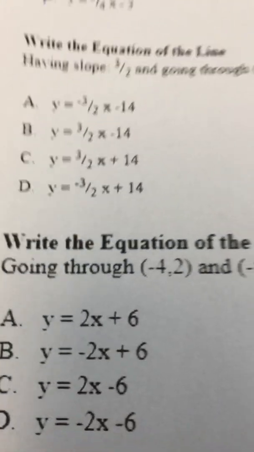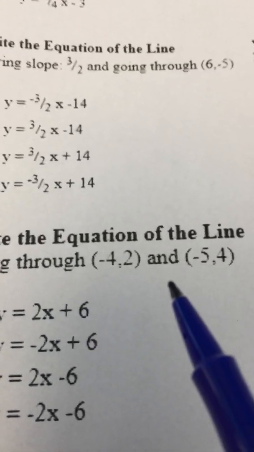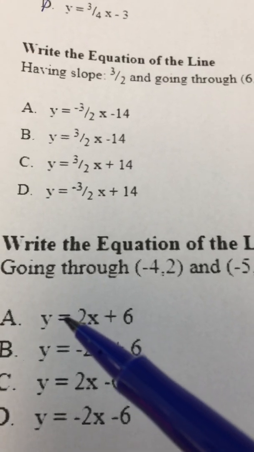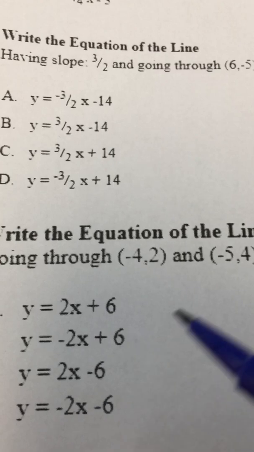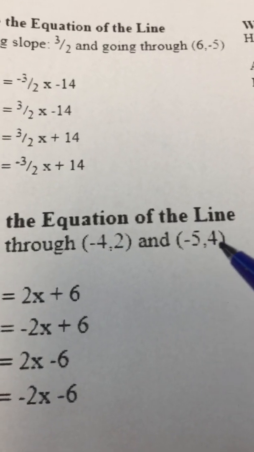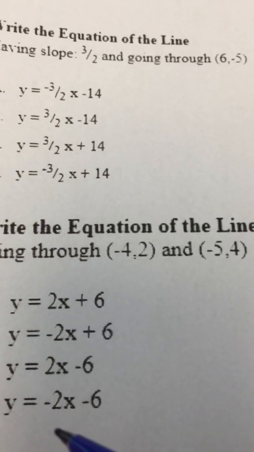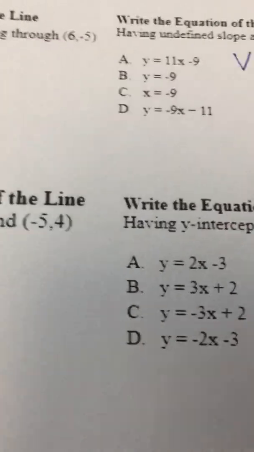Write the equation of a line going through 2 points. Remember, you can find the slope by doing y minus y over x minus x. But also, since all the equations are in y equals format, you could just put each equation in and go look at the table. When x is -4, y is 2. When x is -5, the y should be 4. One of these equations will go through both points. They have to go through both points, not just one, but both.